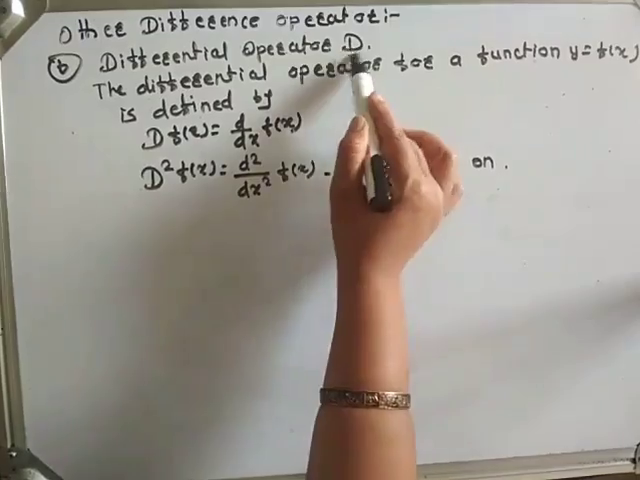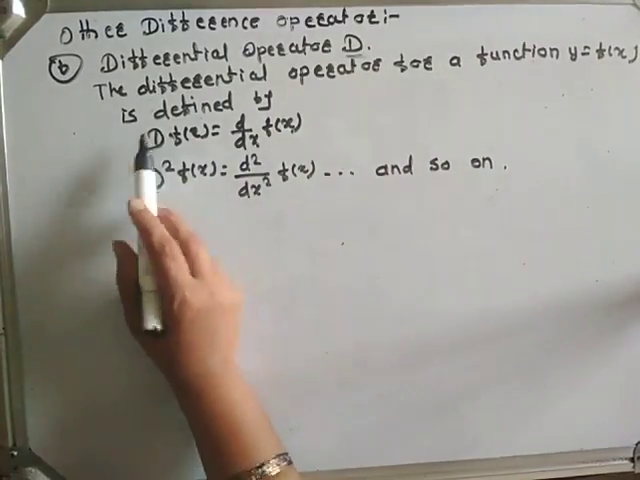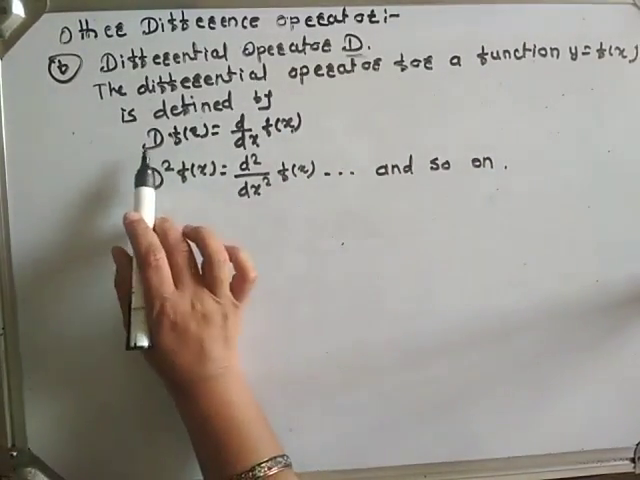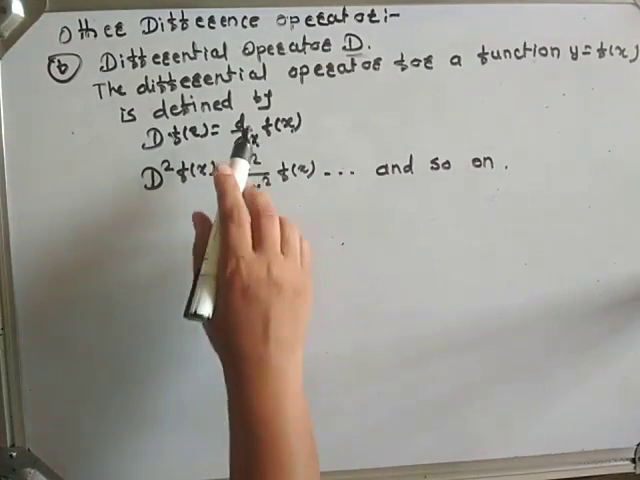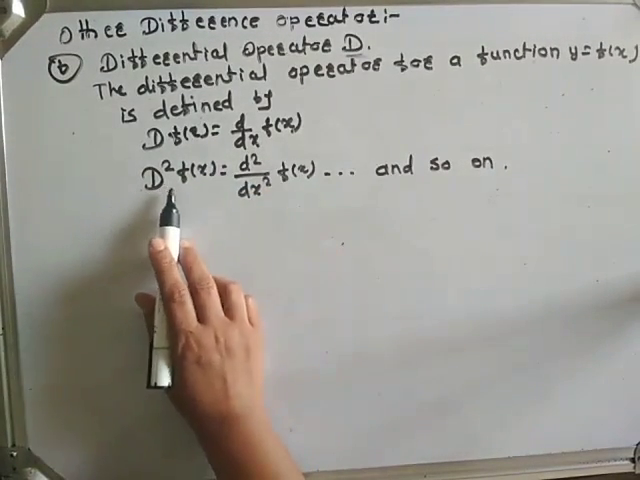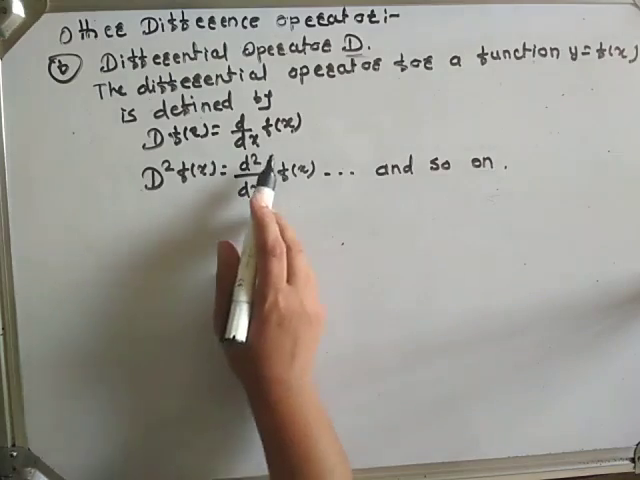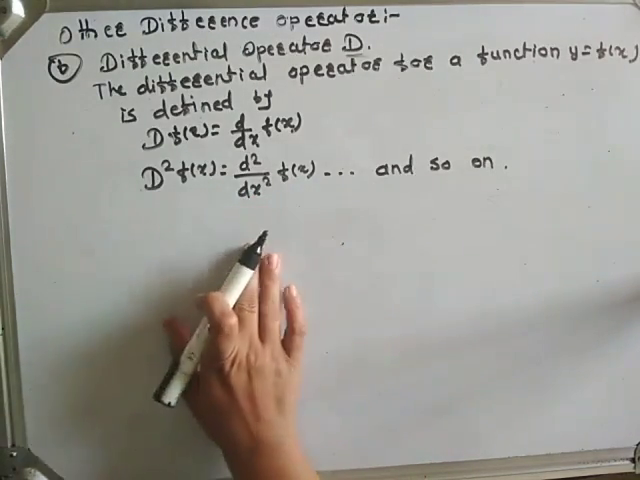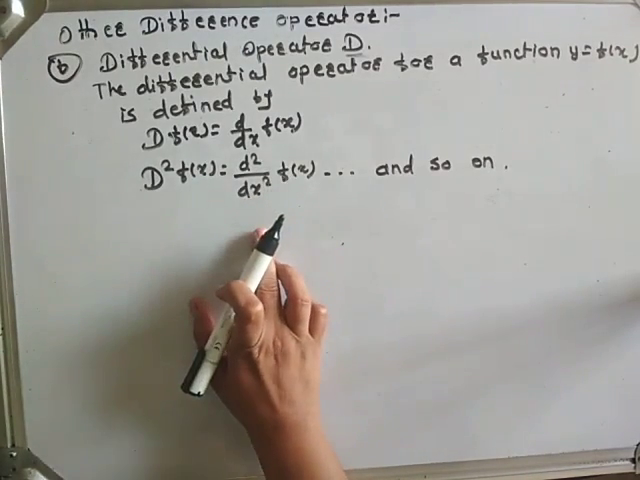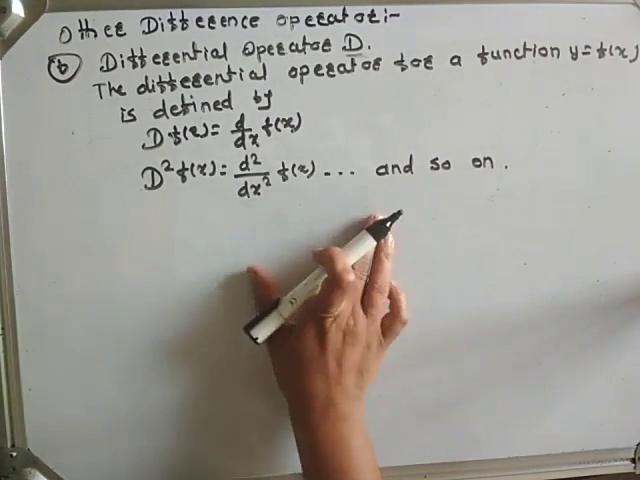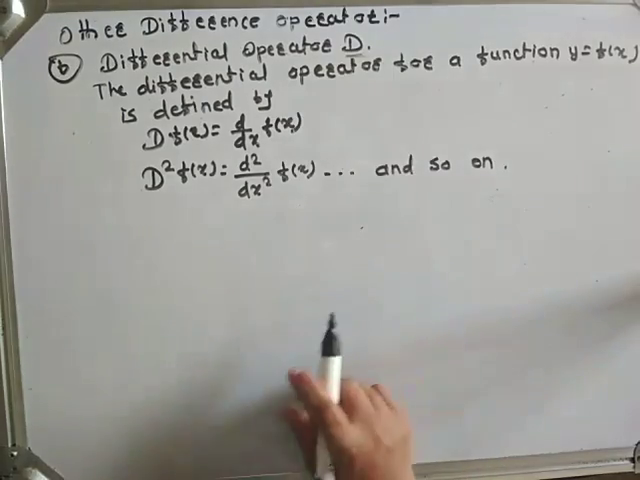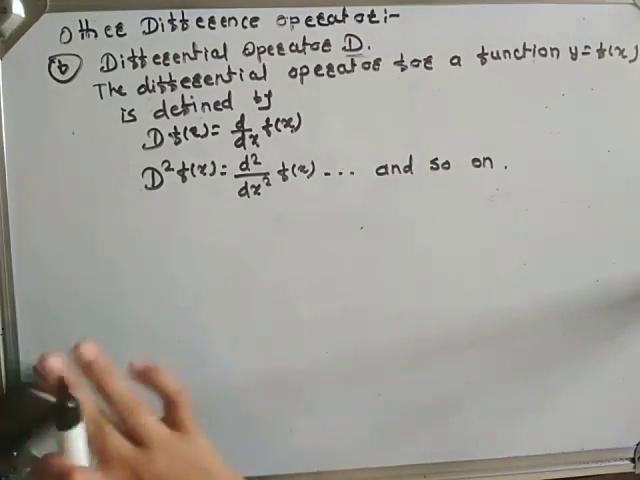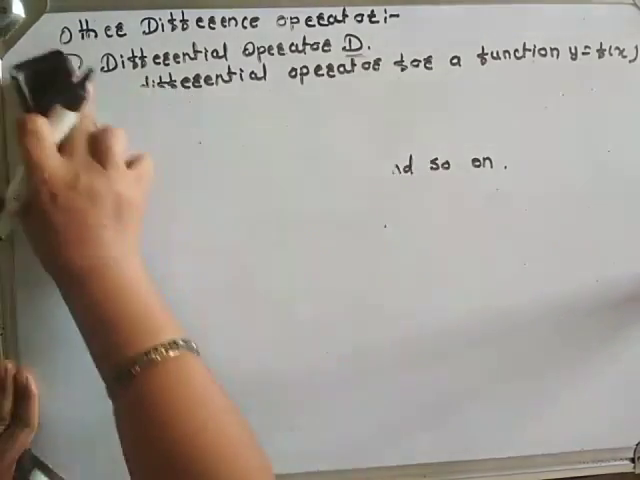The differential operator is denoted by D, and D is d by dx. Therefore, D of f of x is equal to d by dx of f of x, and D square f of x is equal to d square upon dx square f of x. D cube f of x is equal to d cube upon dx cube f of x, and so on. This is the differential operator D.